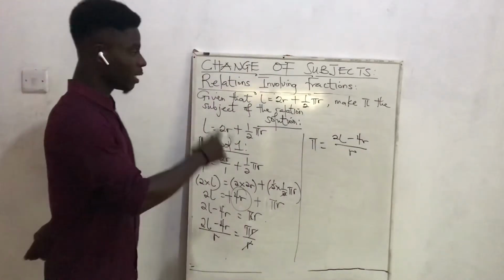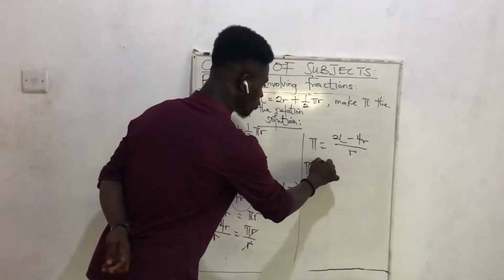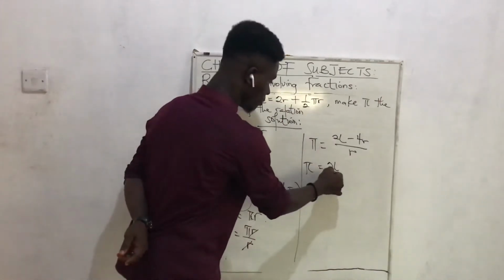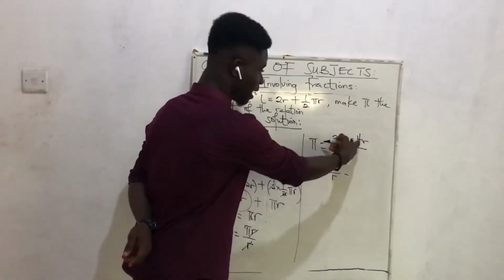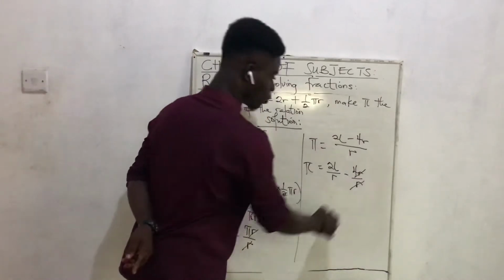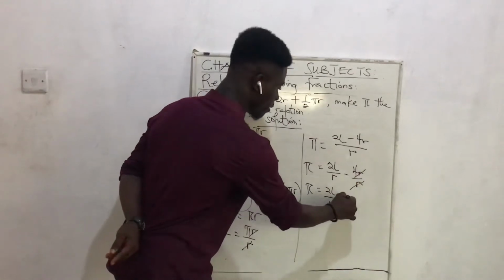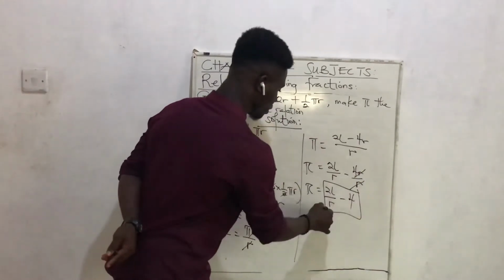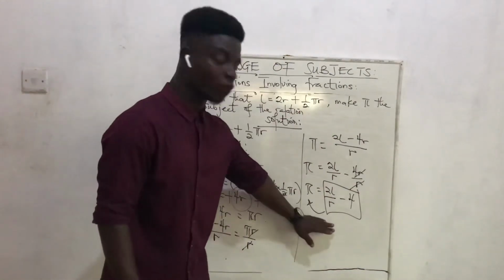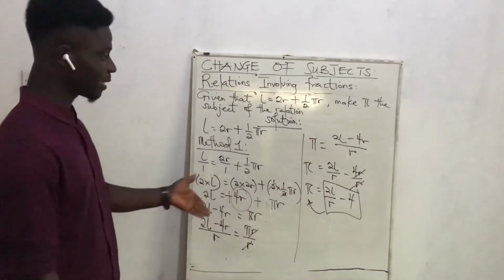Now this one you can do further simplification here. Pi equals 2L, this divisor is R. At the same time, this divisor is 4R. Now, we can cancel R with R. Then we have pi being equal to 2L on R minus 4. So, this is the further simplification for pi. So, here, we've made pi to stand on its own.